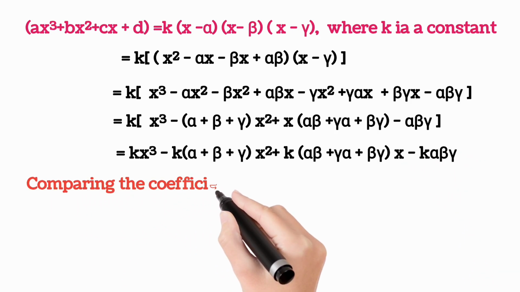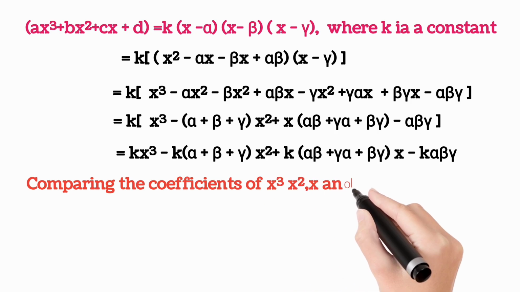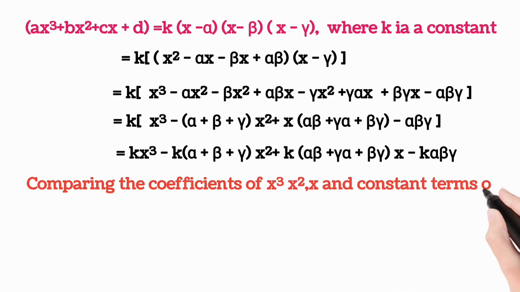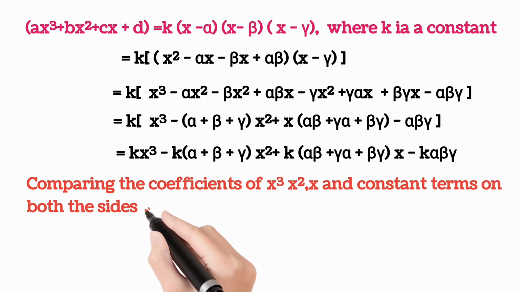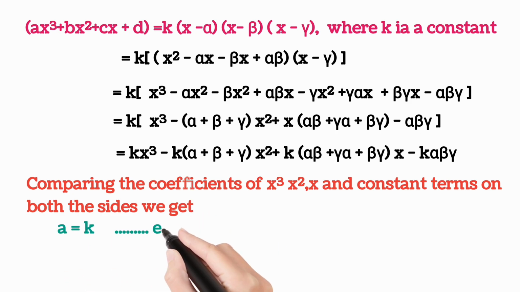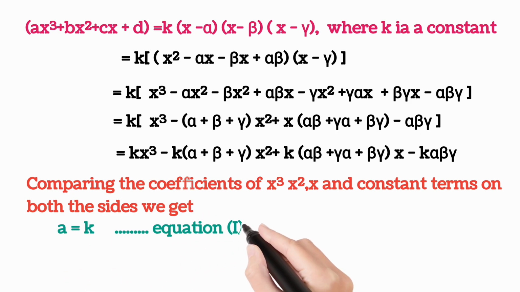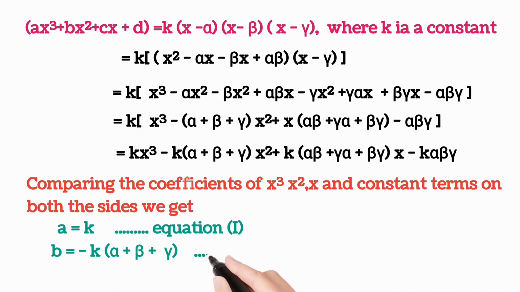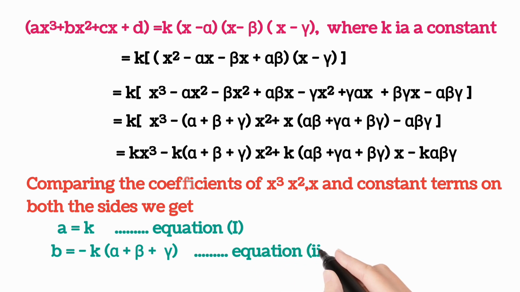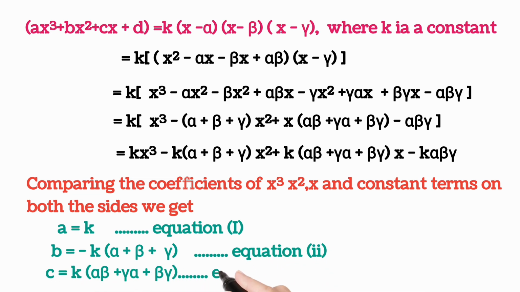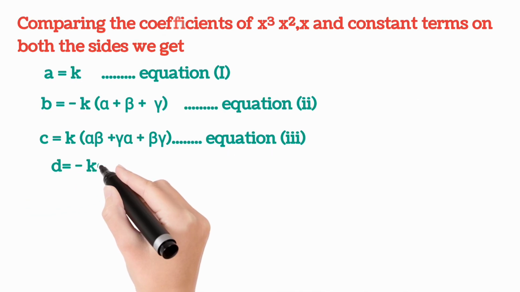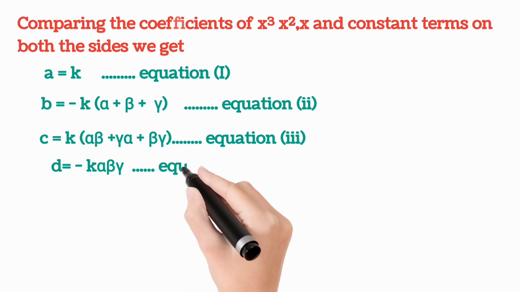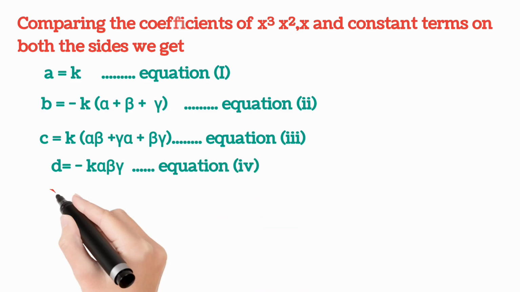Comparing the coefficients of x cube, x square, x and the constant term on both sides, we get a equal to k, that is equation 1. Now b equal to minus k into (alpha plus beta plus gamma), that is equation 2, and c equal to k into (alpha beta plus beta gamma plus gamma alpha), that is equation 3. d equal to minus k alpha beta gamma, that is equation 4.